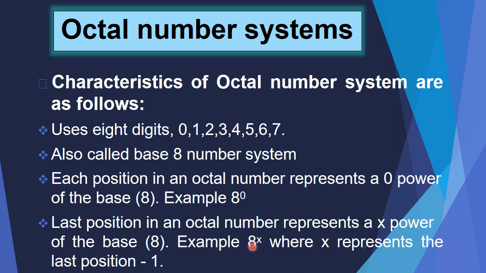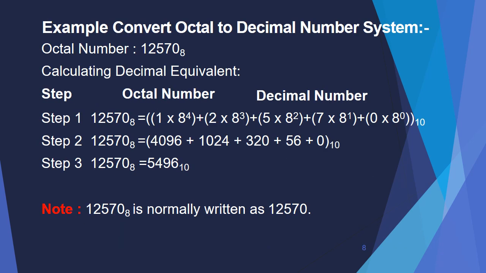8 is the base over here and x is the power, where x represents the last position. Now, an example of how to convert octal to decimal. Say you are given an octal number, 12570. It includes only digits from 0 to 7.